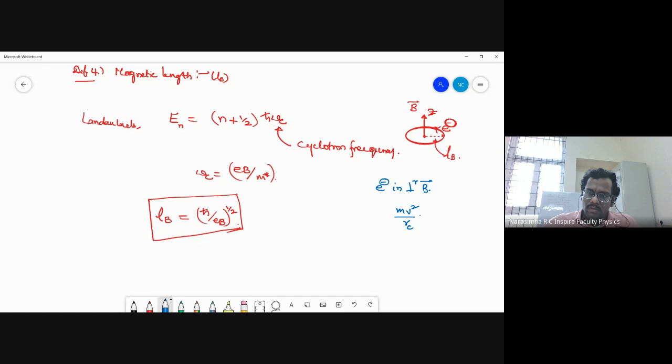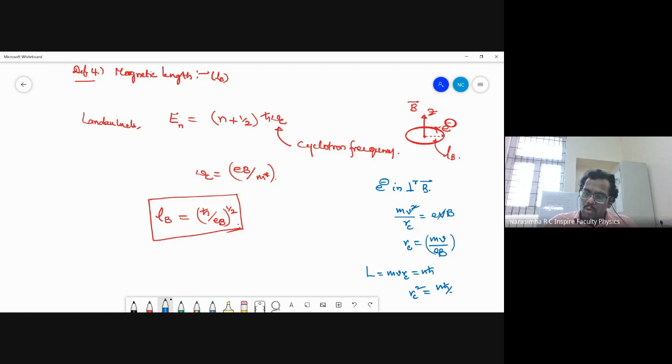This is equal to evB. So from this expression, I can calculate the radius of this circular orbit as r equals mv over eB, since one v will cancel. Now you can calculate the angular momentum. L is equal to mvr, where r is the radius of this circular orbit, and this should be quantized, right? So that should be equal to nħ. Now you substitute the value of r_c here, then you can calculate r_c squared is equal to nħ over eB.